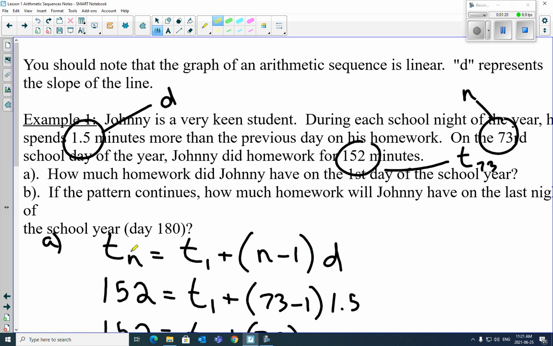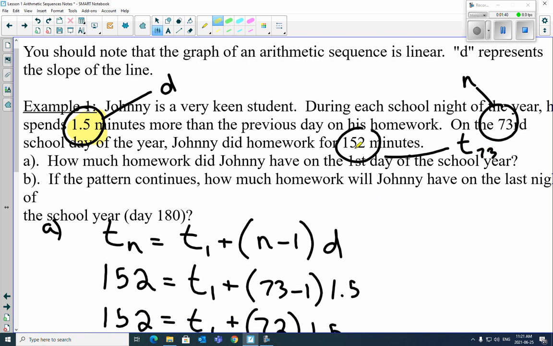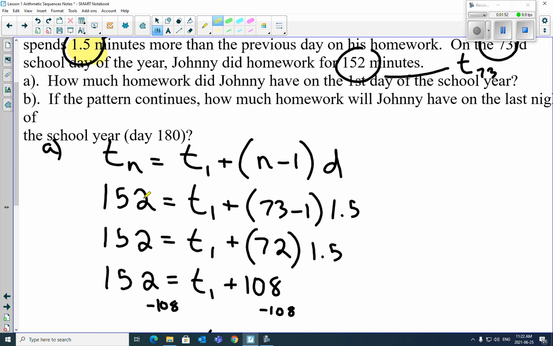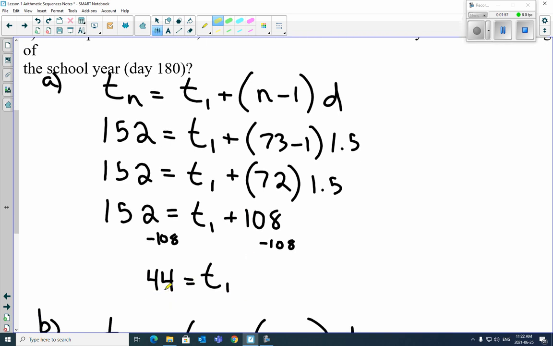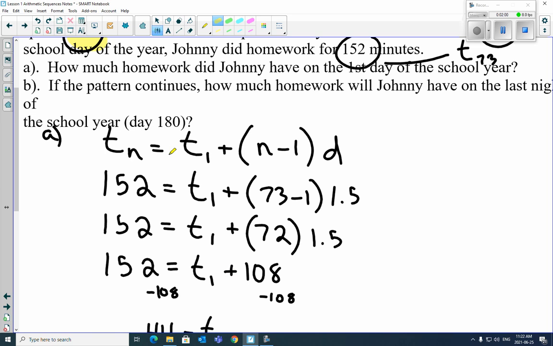So here's the formula: t_n equals t_1 plus (n minus 1) d. Let's see what we got. We see right away d, the common difference, is 1.5. So we're going to replace that d with 1.5. On the 73rd day, that is the n value, right? Now, here's the one that everybody's going to get tricky with. On the 73rd day, he did 152 minutes. So we don't put t_73 here. We replace it with the actual number 152. So this t_n is like t_73, and we know that that is 152. So we plug in 152, and basically this is just algebra. You work through the algebra, and you find out on the first day, he did 44 minutes of work.